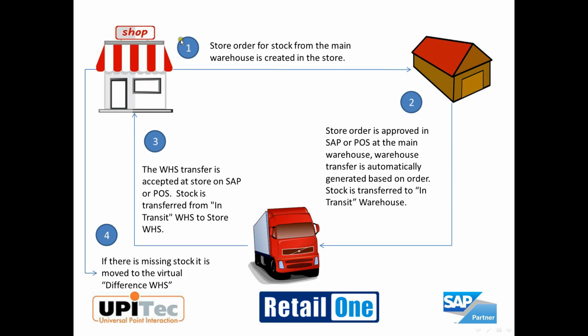And if there's any items that are listed on the warehouse transfer but do not arrive, they're moved to the differences warehouse. And so let's go and show you now the process of how all this works.